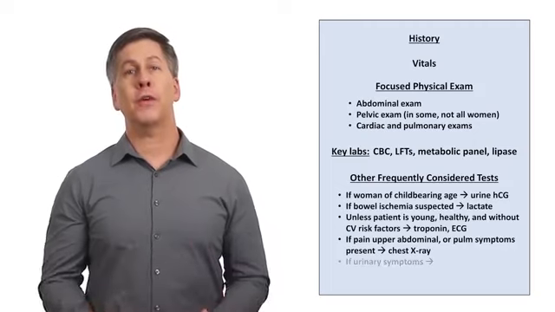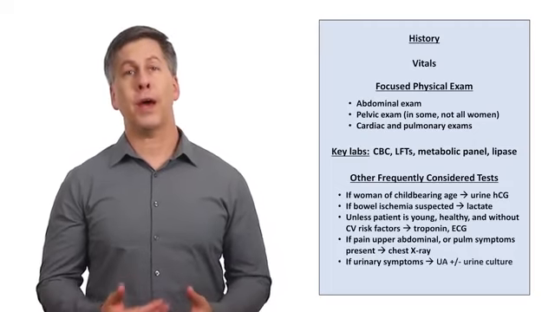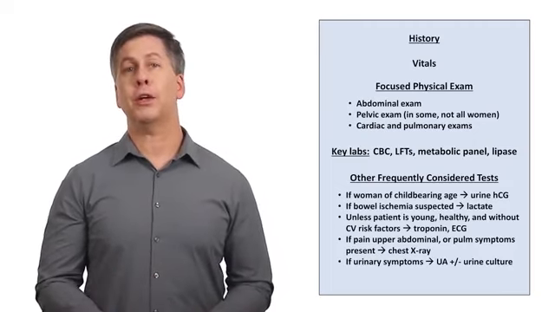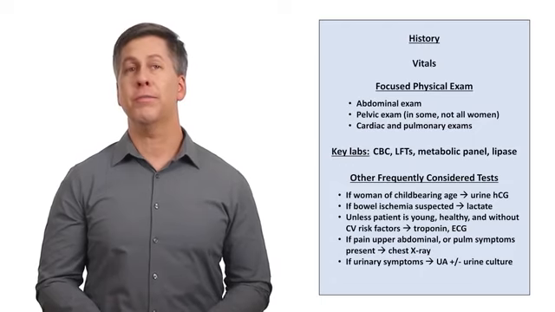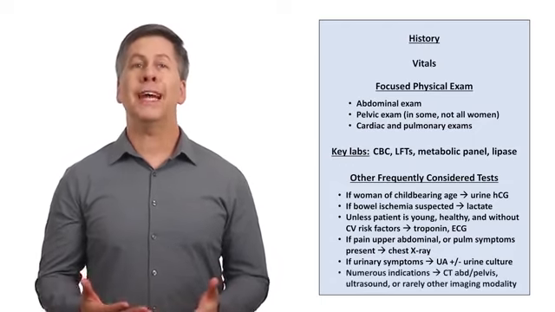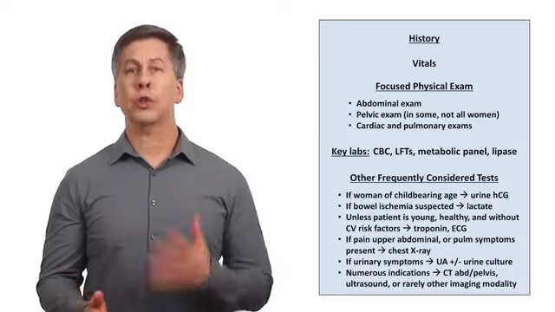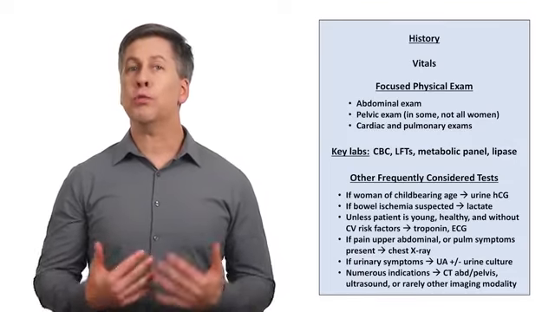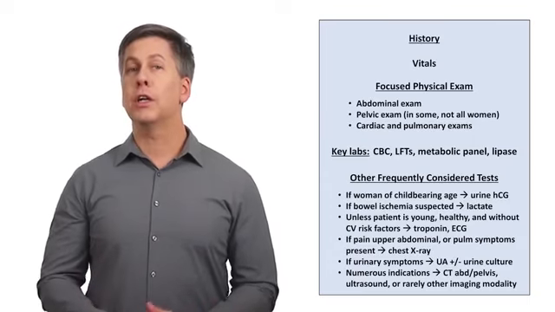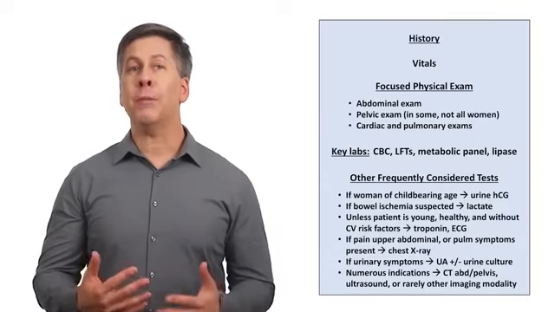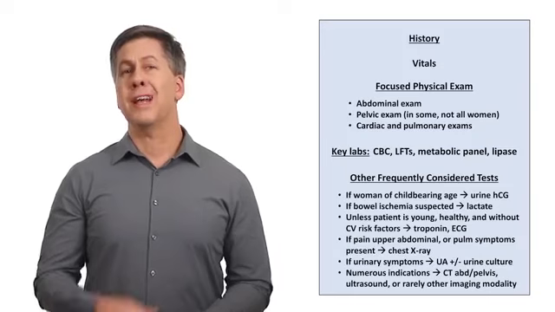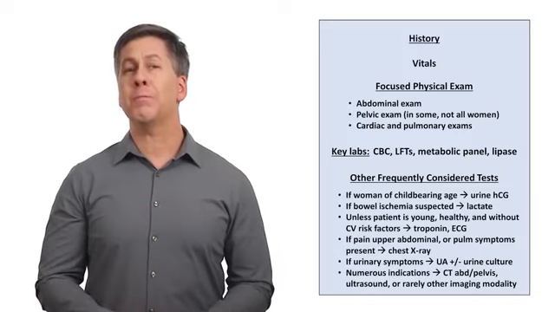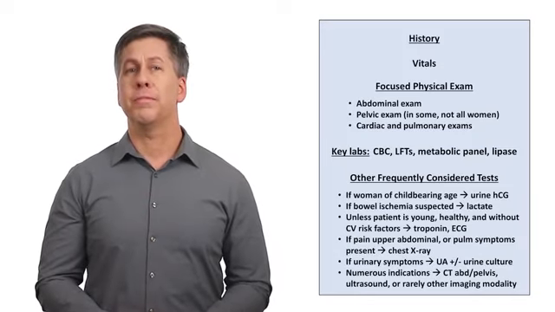If the patient reports either dysuria or hematuria, check a UA plus or minus urine culture depending on suspicion for a urinary infection. And there are numerous indications for either a CT, ultrasound, or rarely other imaging modality. While as a general rule, at least in the United States, clinicians over-rely on imaging in most circumstances, in my experience, acute abdominal pain is not one of them.